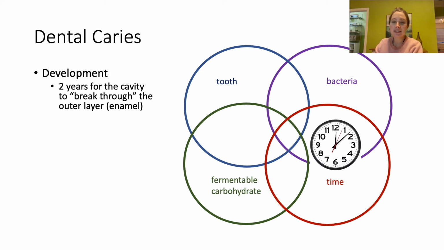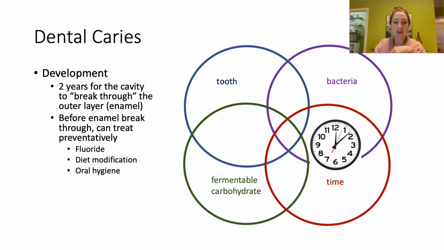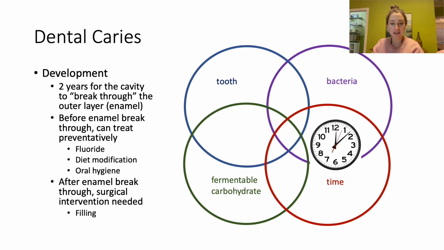Lastly, you need time. It takes about 2 years for a cavity to break through the outer layer of the enamel of the tooth. So before those 2 years, while the process is starting but not all the way through, we can treat this preventatively. We can do this with fluoride, with diet modification, and with oral hygiene. After the enamel breakthrough, you need to do a surgical intervention. What is surgical? For dentists, that would be a filling.